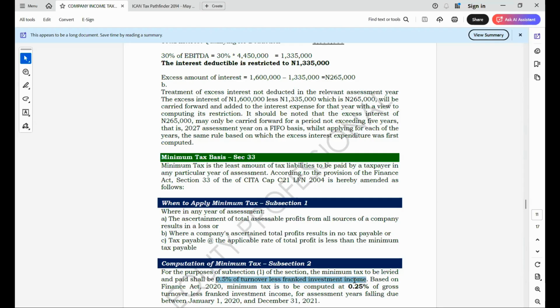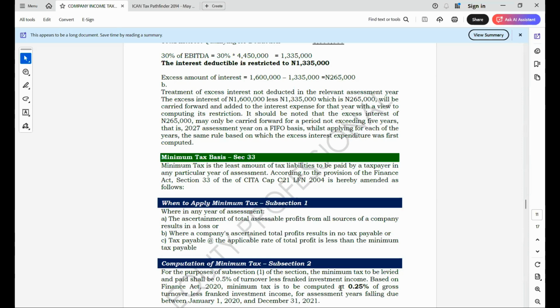0.5% of gross turnover less franked investment income. We know our franked. Who can remind us which income is a franked investment income? Dividend. Dividend, yes. So your minimum tax will now be 0.5% multiplied by gross turnover less franked investment income, less dividend. So what does gross turnover mean? The totality of all the income from all sources.